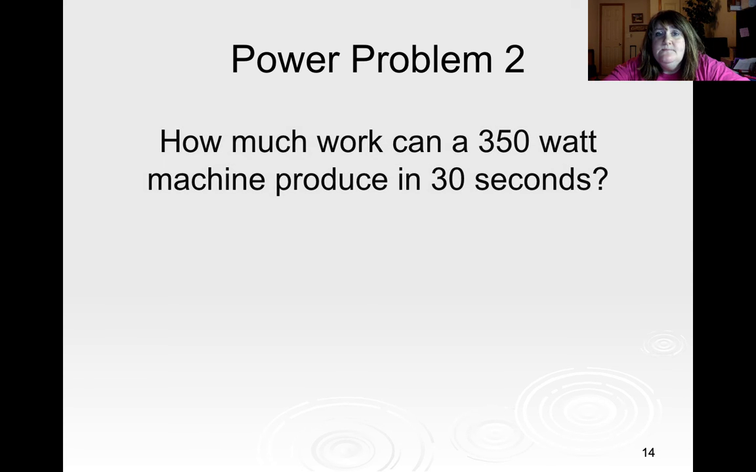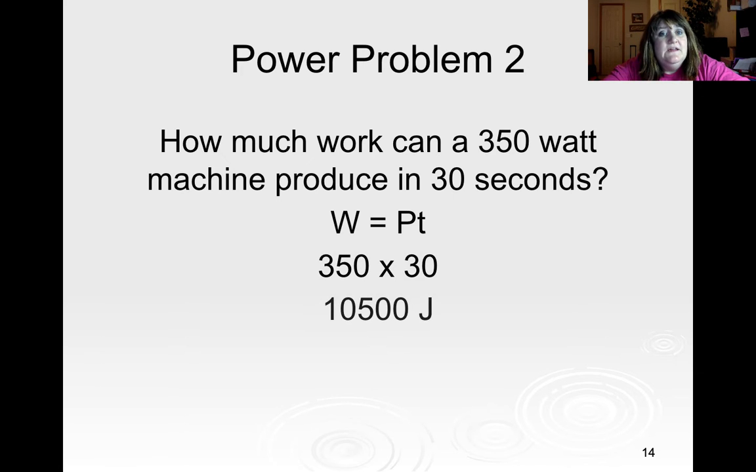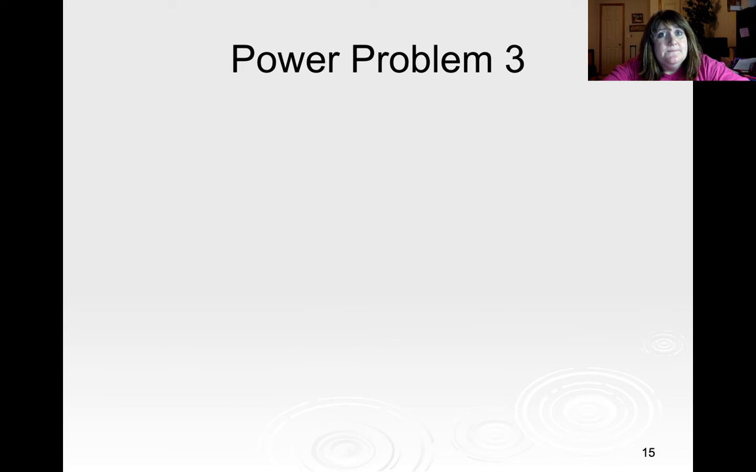Power problem 2. How much work can a 350 watt machine produce in 30 seconds? Work, remember, is power times time. So 350 times 30 is 10,500 joules of work.